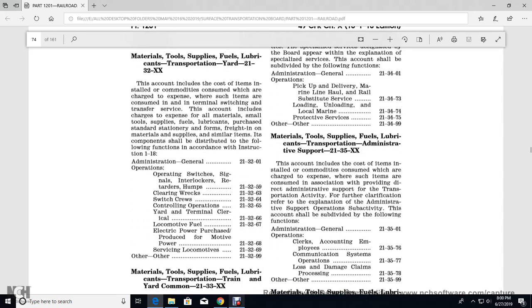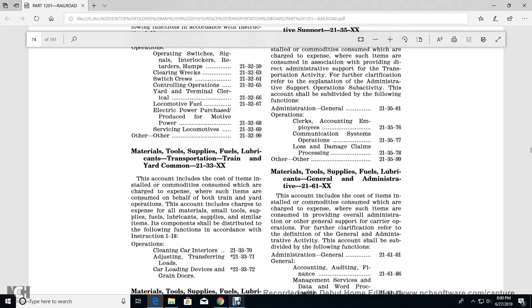This account includes the cost of the installed commodity, the consumer, the yard charge, the expense of the items of the consumer, the associate, and provide the directive of the support of the transportation activity. Further clarification and explanation of the administrative support operations sub-activity: the account shall be subdivided into the following functions: administrative, general operation, clerical, accounting, and employee with the communication system operations, loss and damage claim processing, other material, tools, supply, fuel, lubricants, general, and administrative.